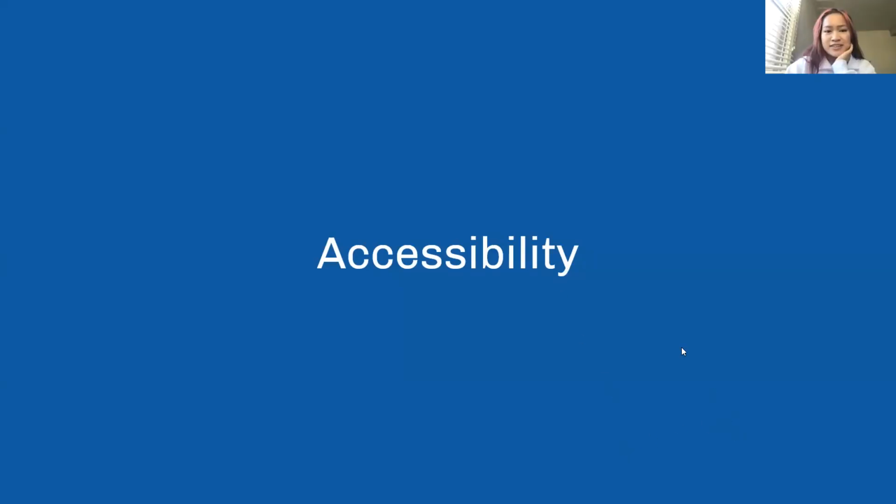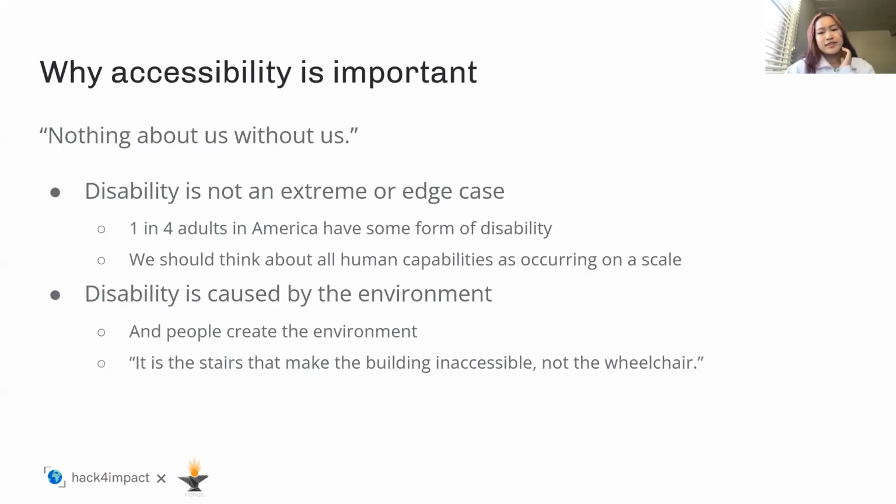And moving on to accessibility overall. Accessibility is super important in terms of any website or product that you create, because accessibility helps anyone experience any sort of product or experience. A common saying within the disability community is "nothing about us without us." You can't really design for everyone if you're not keeping these ideas of universal design in place.